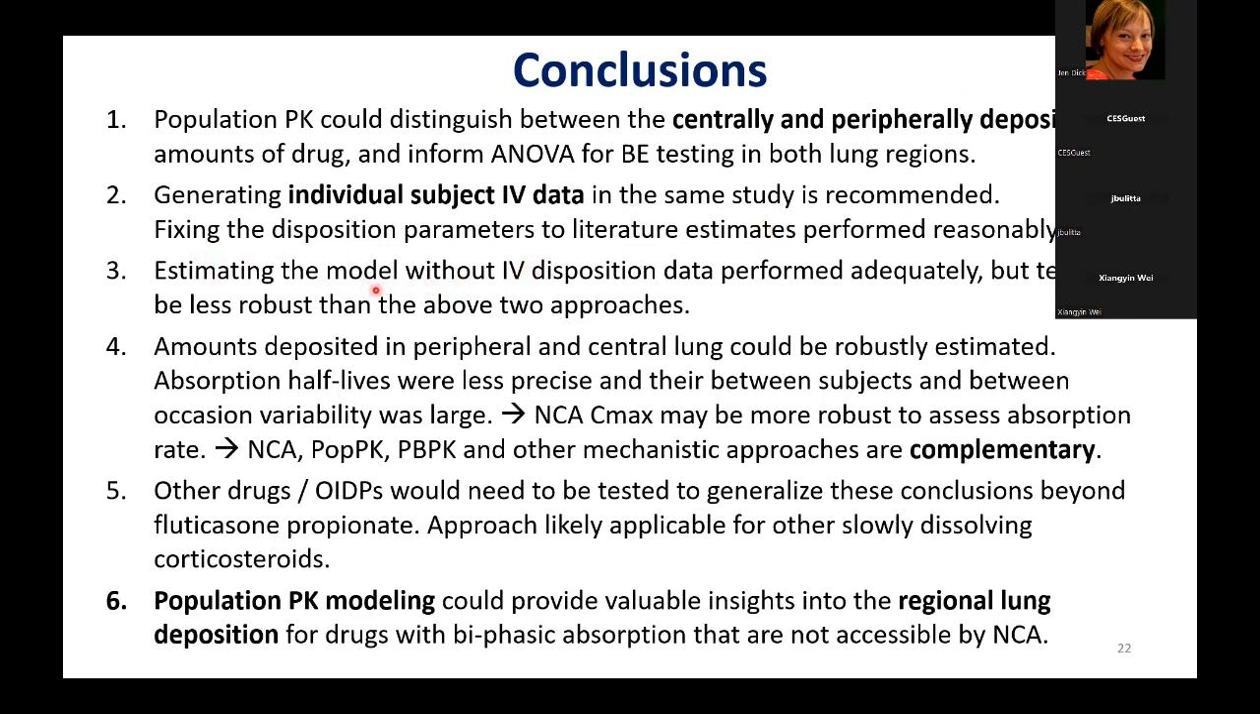Estimating the population PK model for inhaled drug without IV data performed reasonably or adequately but tended to have a couple of additional intricacies and was less robust. Usually precision was a little bit worse. The amounts deposited both in peripheral and central lung could be estimated robustly. The absorption half-lives were a little bit less precise. And of note here, the between subject and between occasion variability for those half-lives was relatively large, as we showed in our paper. So therefore, we propose that non-compartmental analysis based Cmax may be more robust to assess the rate of absorption compared to these absorption half-lives estimated from POP-PK.